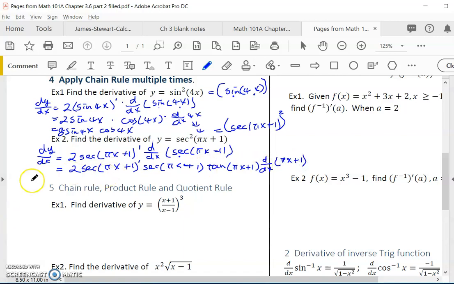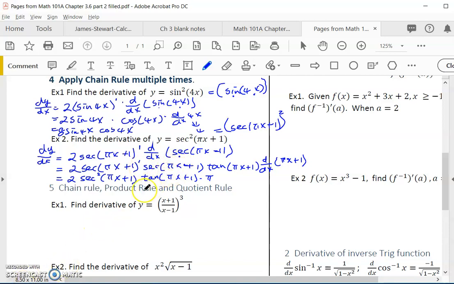That's why it's called chain rule. You just do one at a time. So these two are the same. So maybe I'll just do 2 secant square pi x plus 1 times tangent pi x plus 1 times, what is d dx of pi x? Pi. Okay, so you can rewrite it as 2 pi secant square pi x plus 1 tangent pi x plus 1, and that's the final answer.